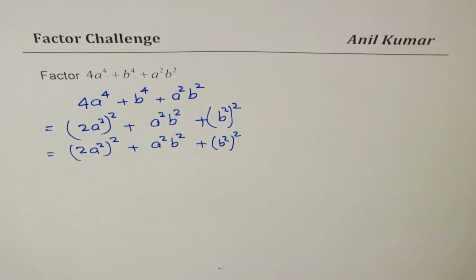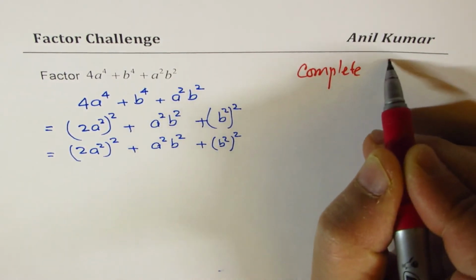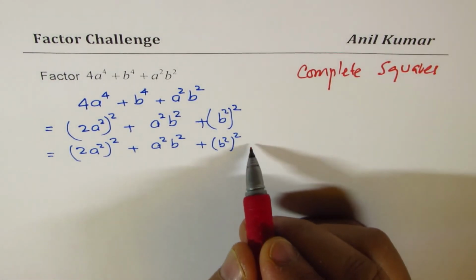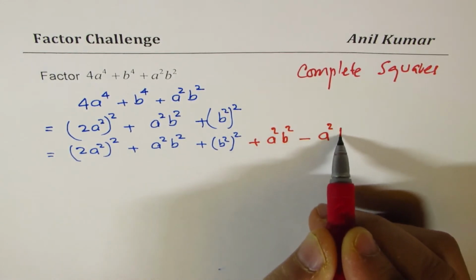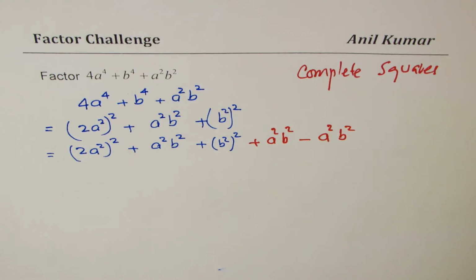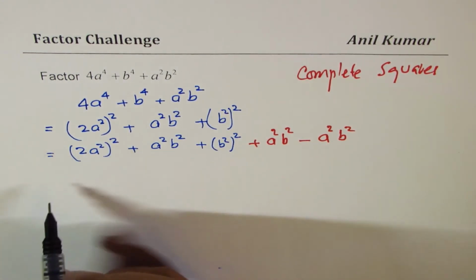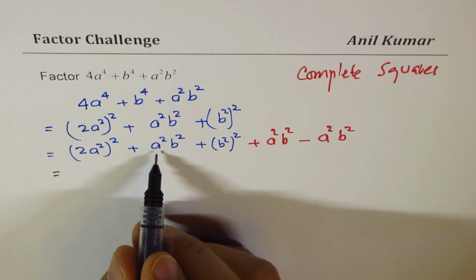Right, so what we are going to do now is apply a new technique which is kind of completing squares. How are we going to do it? We're going to add a square b square and also subtract a square b square. So in fact we are adding 0, so we're not changing our polynomial given to us, right? But this helps us. It helps us in making this 2a square b square.